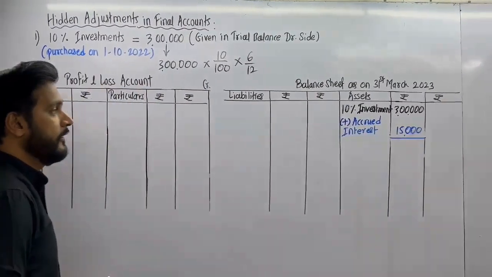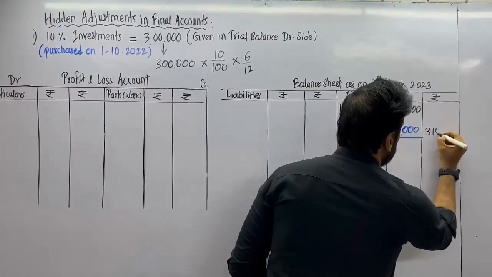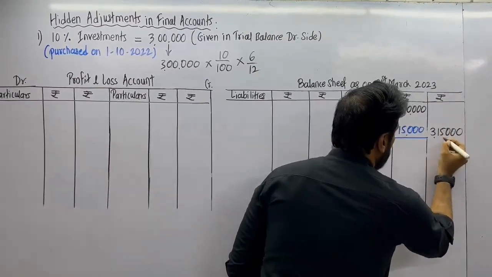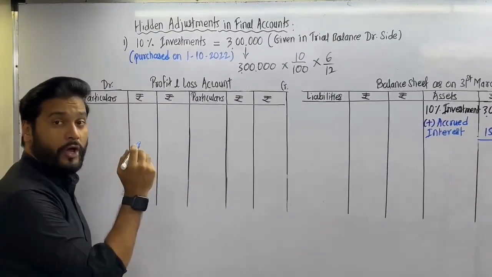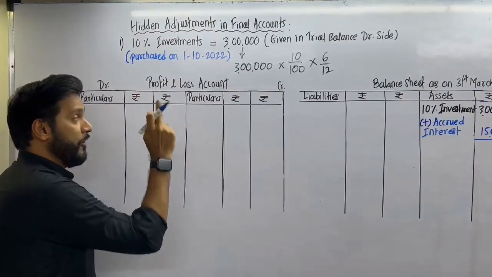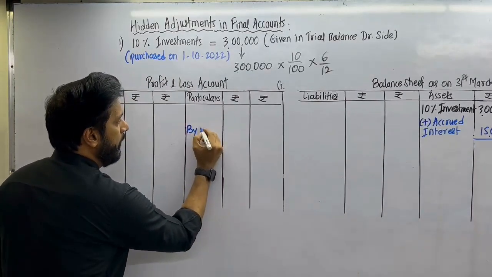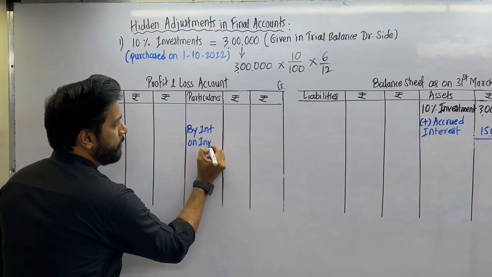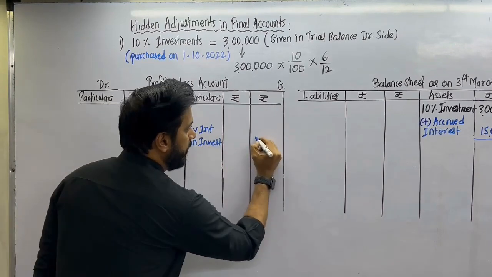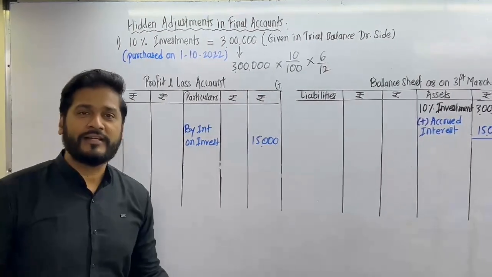And the second effect, let me add this, the final answer, and then the second effect will be shown in the profit and loss account on the credit side as interest on investment, 15,000. That's it.